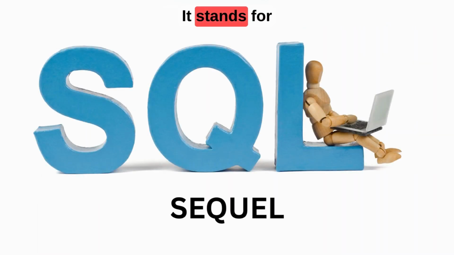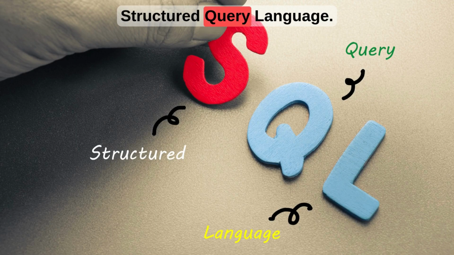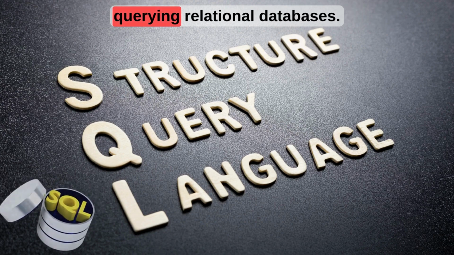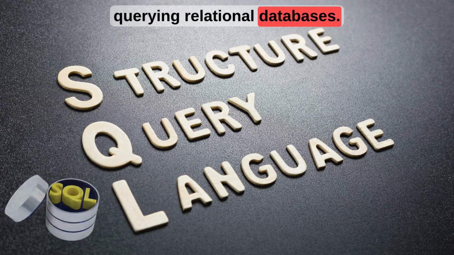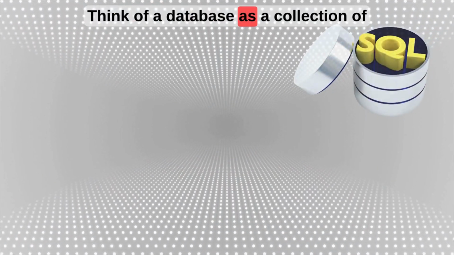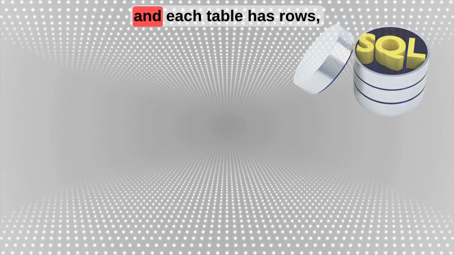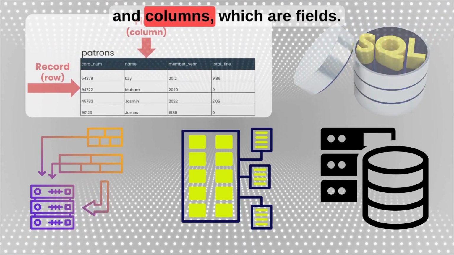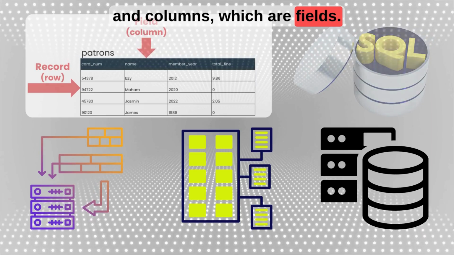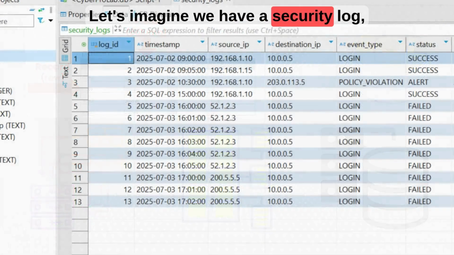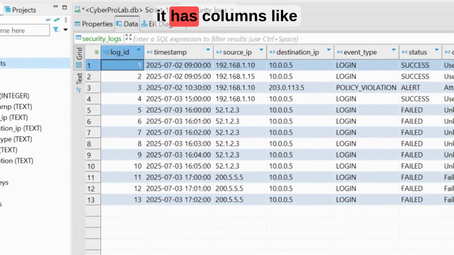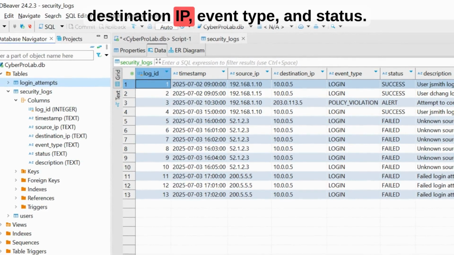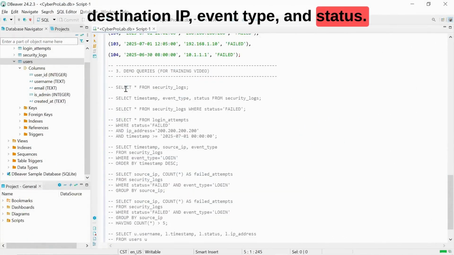SQL stands for Structured Query Language. It's the standard language for managing and querying relational databases. Think of a database as a collection of tables, and each table has rows, which are records, and columns, which are fields. Let's imagine we have a security logs table. It has columns like timestamp, source IP, destination IP, event type, and status.